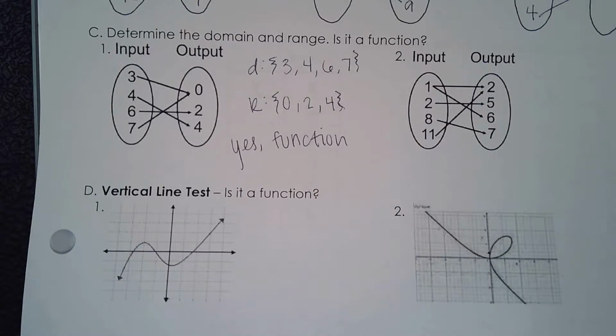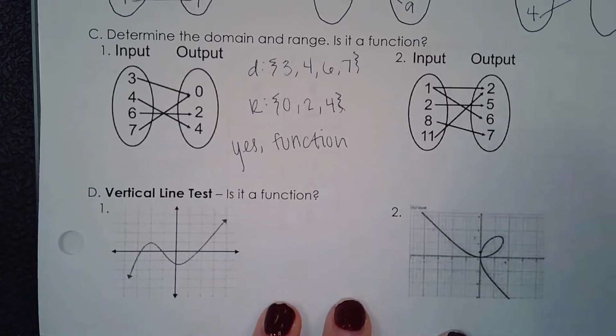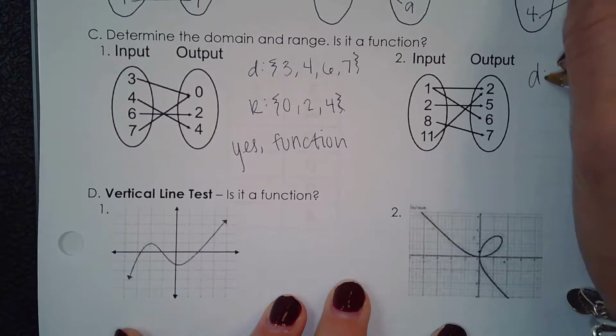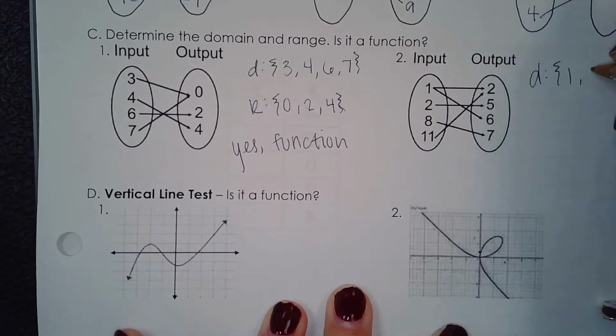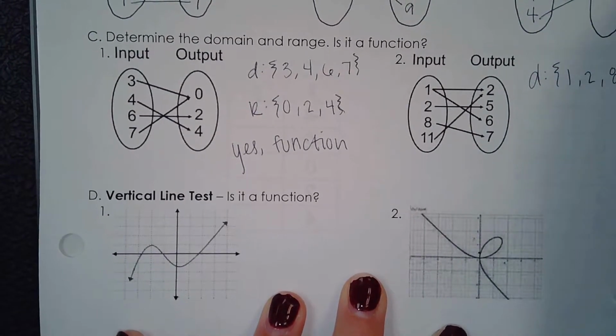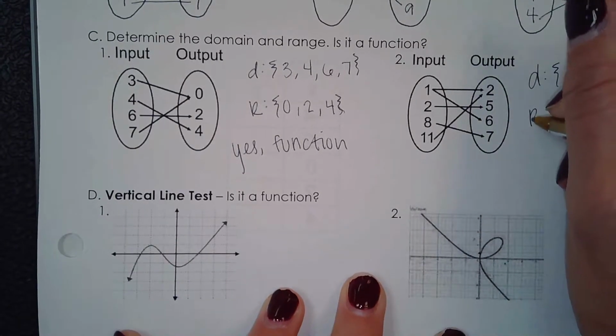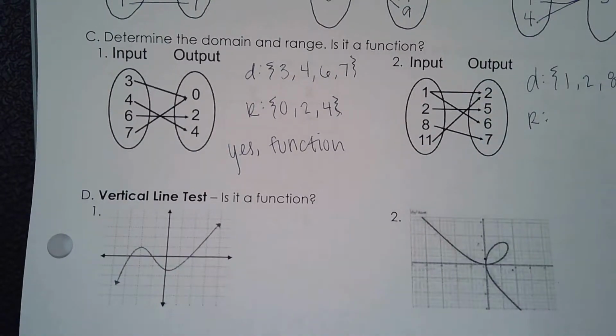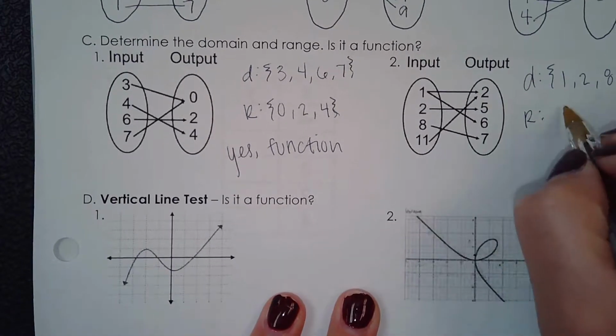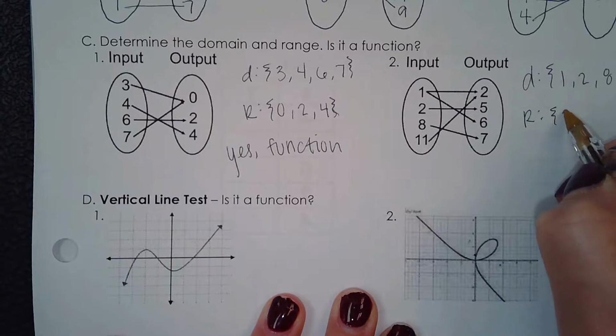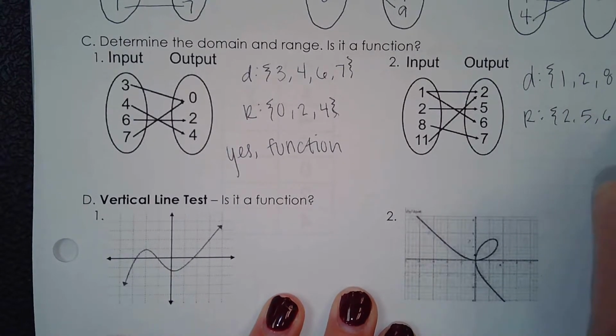All right, number 2. Anson, what's our domain? 1, 2, 8, 11. Good. Samuel, what's our range? 2, 5, 6, and 7. Good.